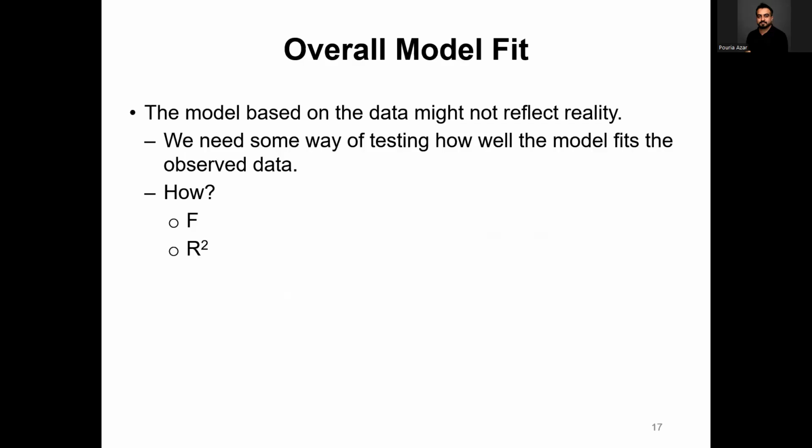How can we do that? We have two ways: the F statistic and R squared. R squared and the F statistic can indicate how well our model fits the observed data, or how well our model reflects reality or the general population.